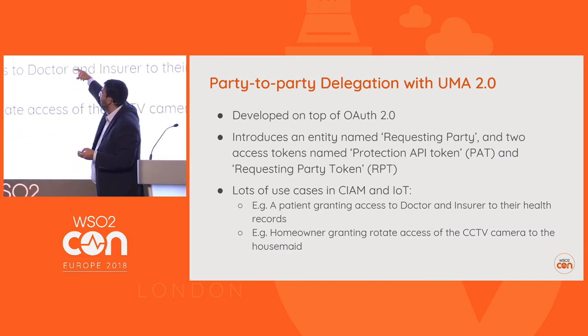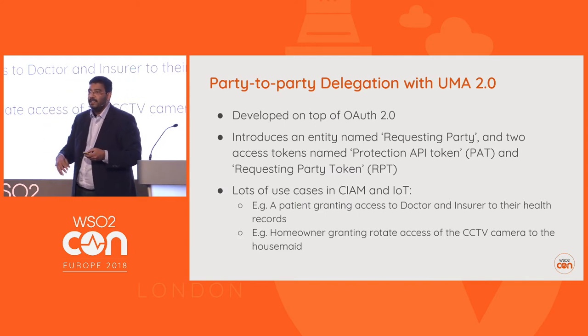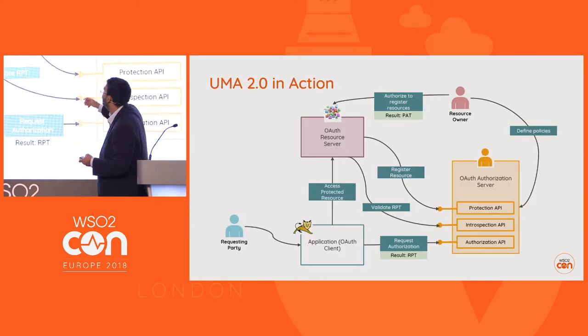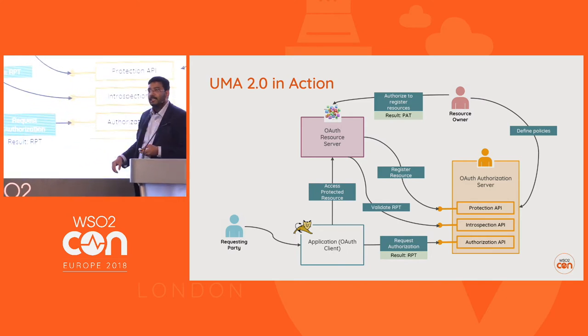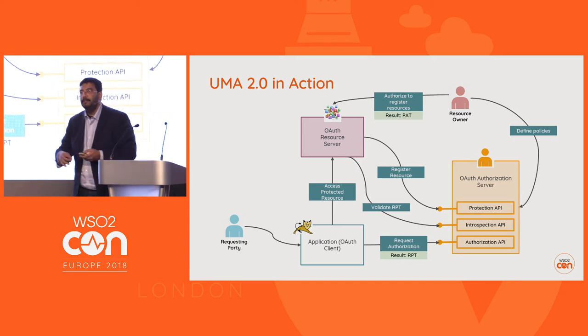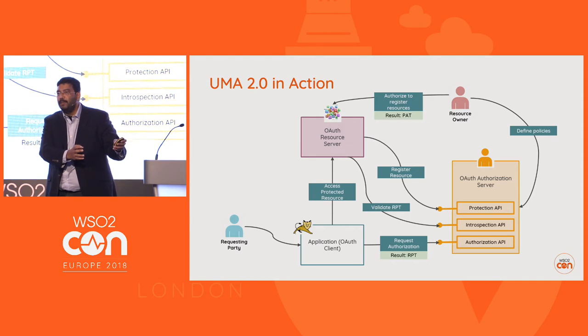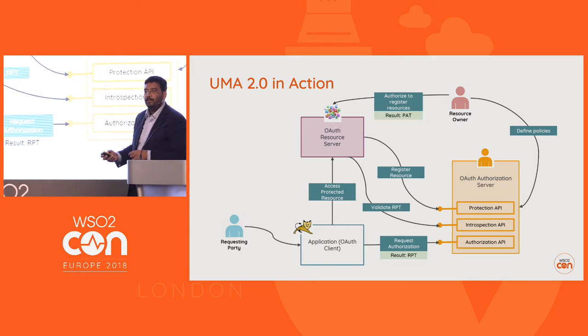At the same time, there is another token type called the requesting party token. So anybody else coming and trying to access my resource has to get this requesting party token from the identity server, and by passing the requesting party token, they can access the available resources, right? So this allows you to partially or temporarily give permission to somebody else to access on behalf of you.